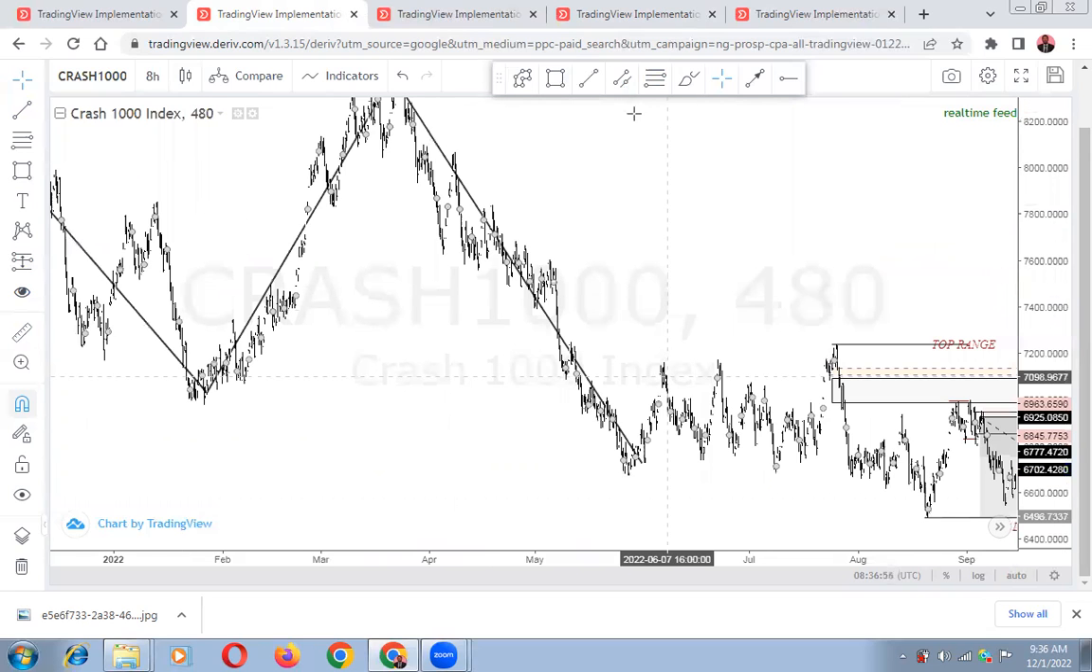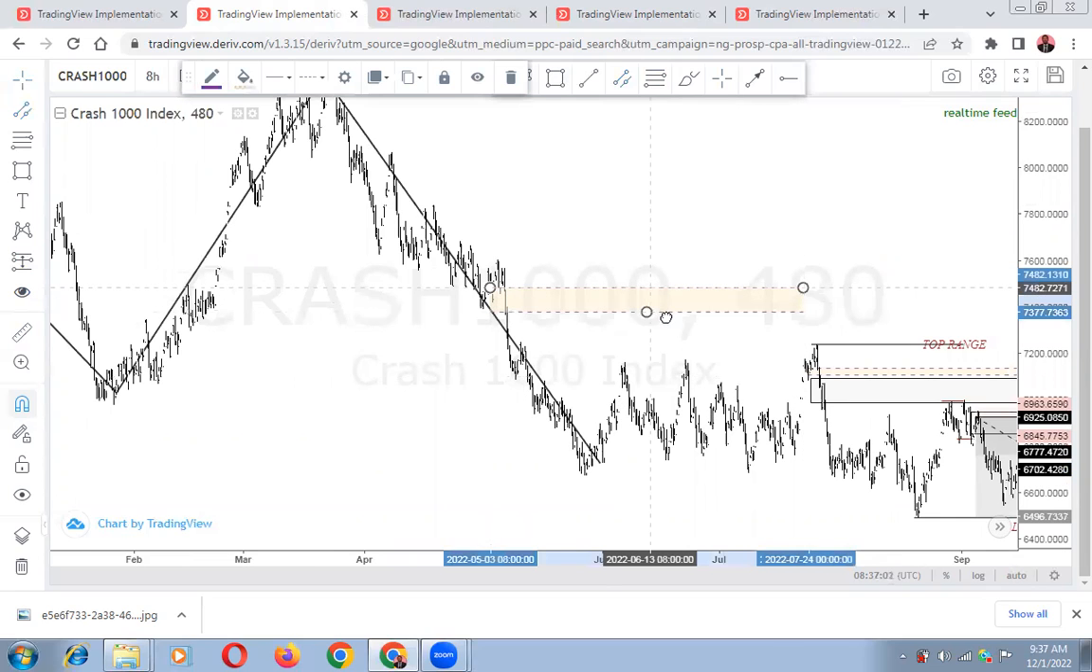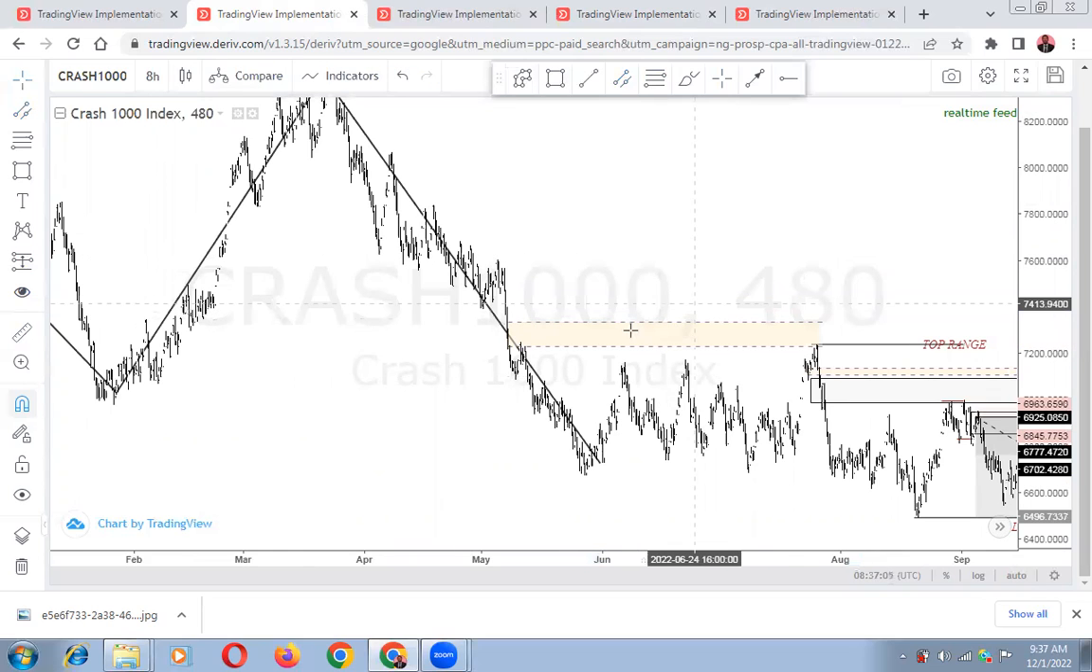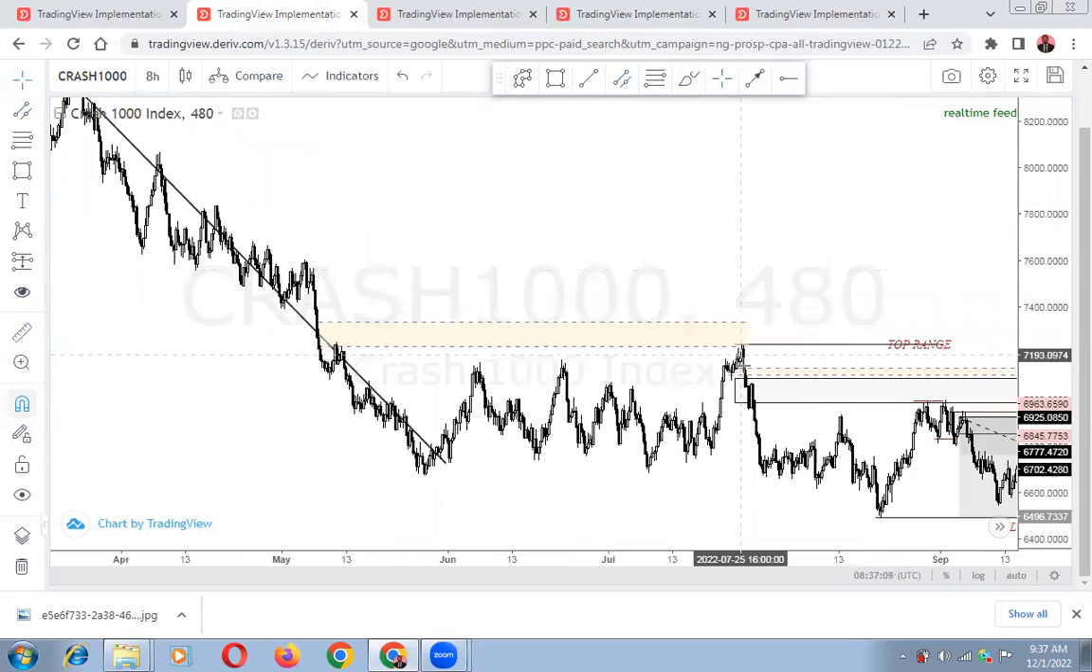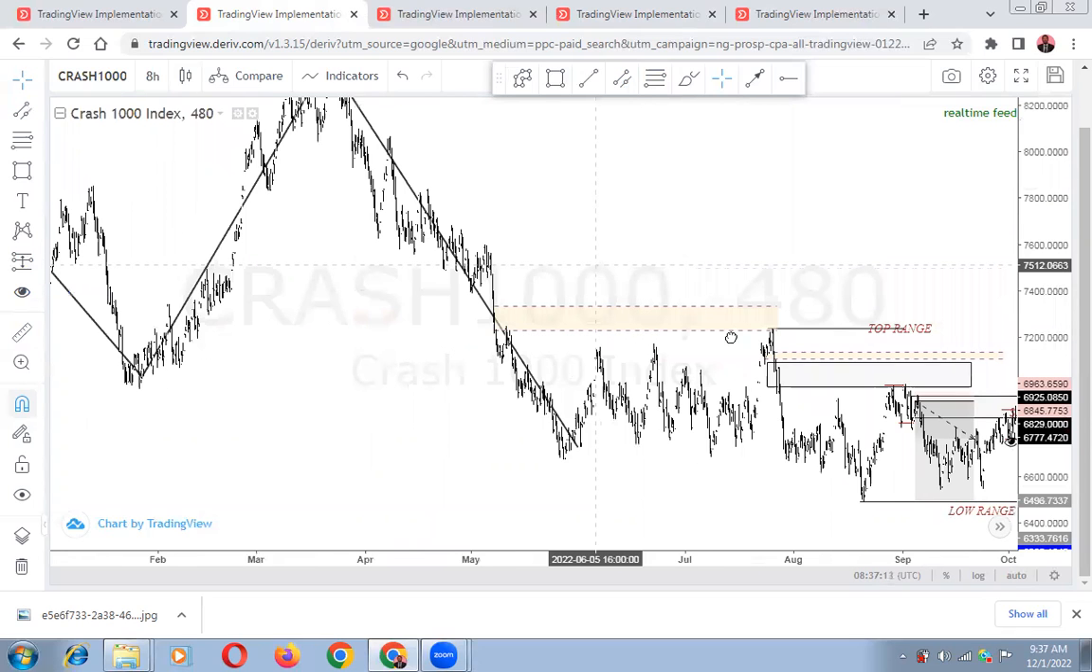Price came into an imbalance in this place. The higher time frame point of interest was the imbalance, and then price gave us a lower time frame mitigation within this place.